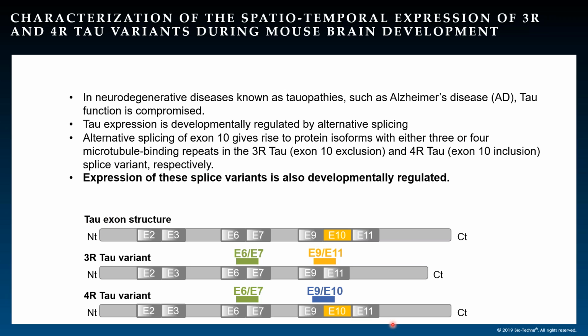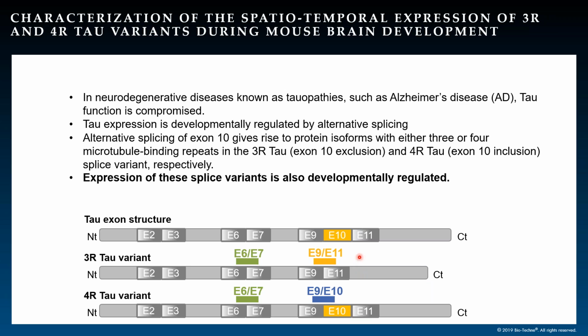So using the BaseScope assay, we were able to design probes that specifically span the exon 6, exon 7 junction or exon 9, exon 11 junction to detect the 3R tau variant. Whereas to detect the 4R tau variant, we would identify them using the exon 6, exon 7 or the exon 9, exon 10 junction.